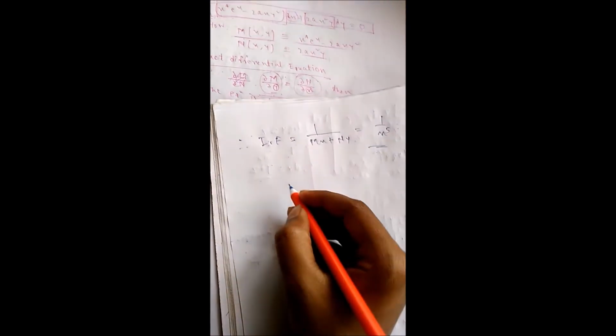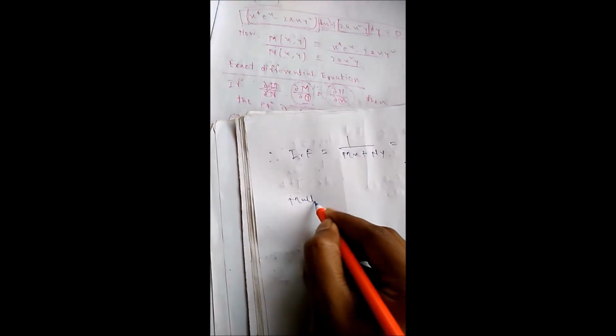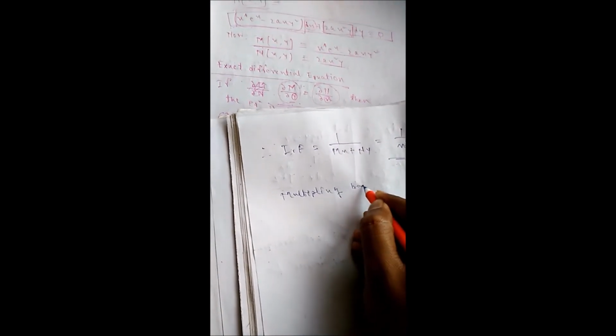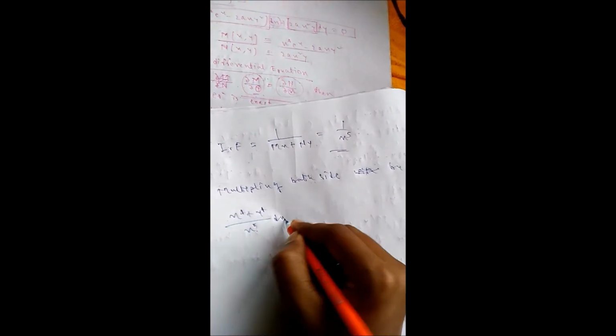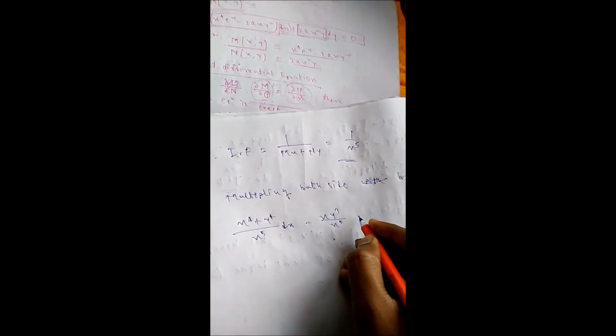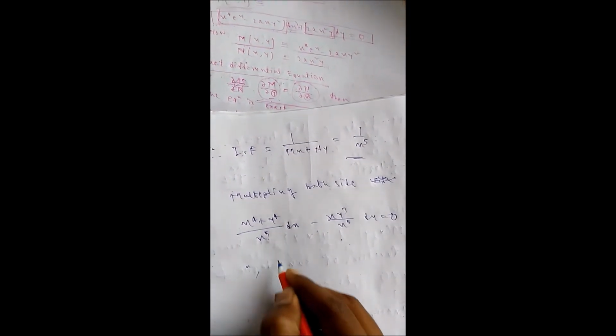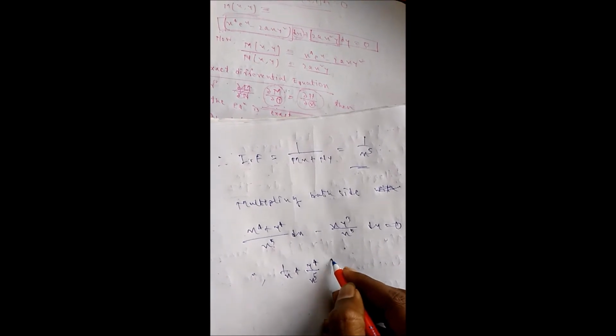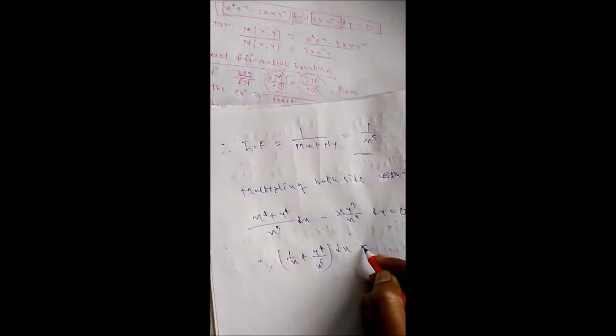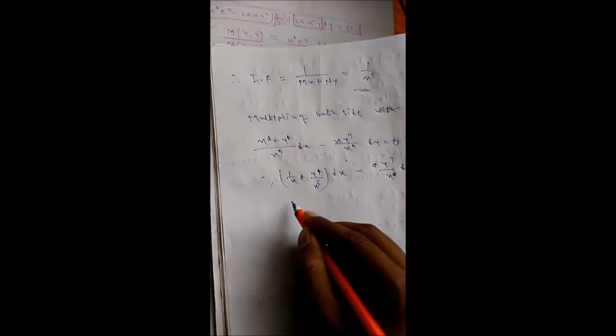Therefore, multiplying both sides by the integrating factor, we get x to the 4 plus y to the 4 by x to the 5 dx plus x y cube by x to the 5 into dy is equal to 0, or 1 by x plus y to the 4 by x to the 5 into dx, minus y cube by x to the 4 dy is equal to 0. It is the exact differential equation.